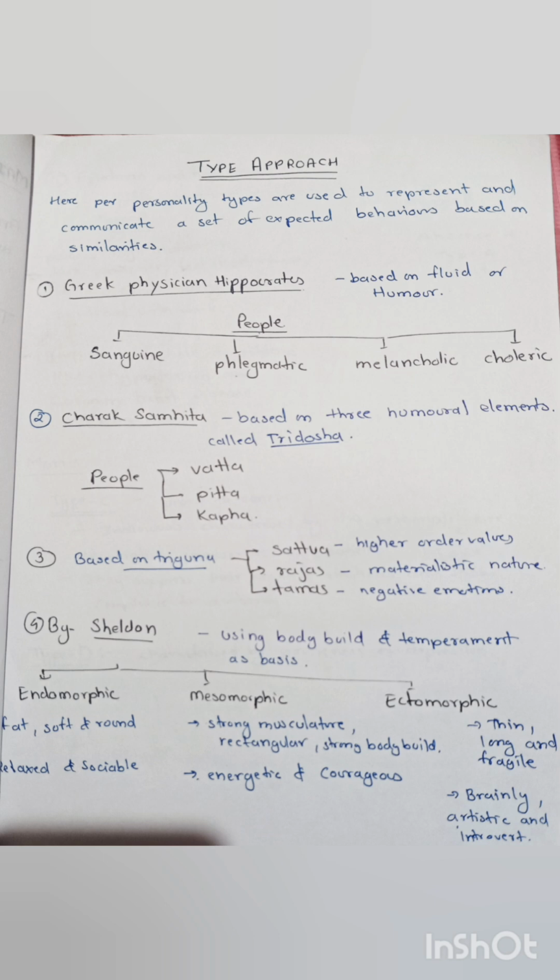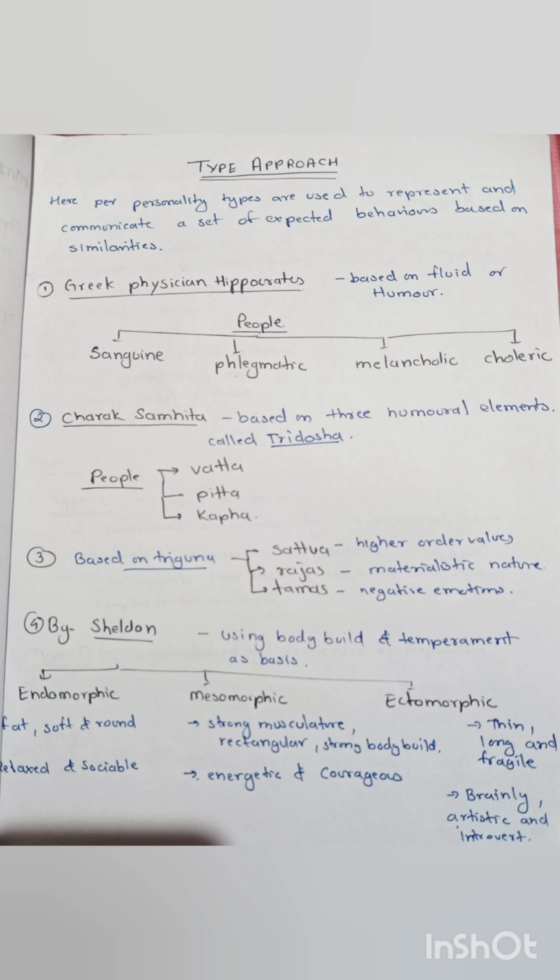Sheldon classified the personalities into three types: endomorphic, mesomorphic, and ectomorphic. He used body build and temperament as his basis. Endomorphic personality involves fat, soft, round people. They are mostly regarded as relaxed and sociable. They are considered to be warm and loving.